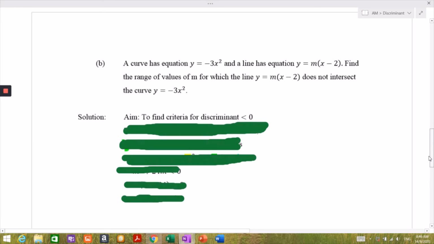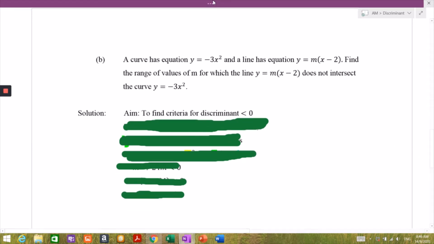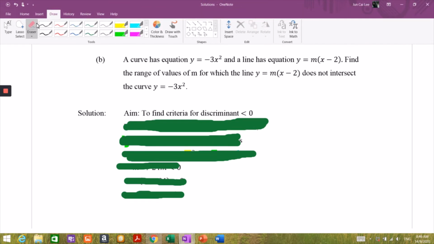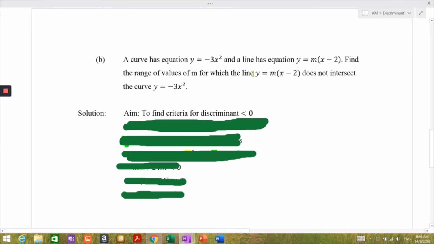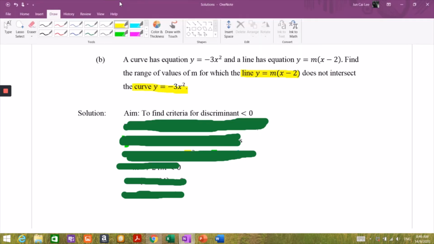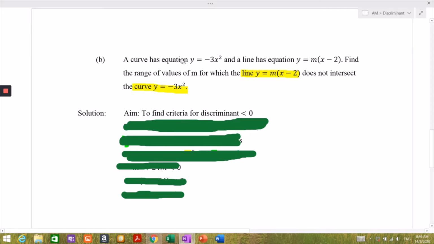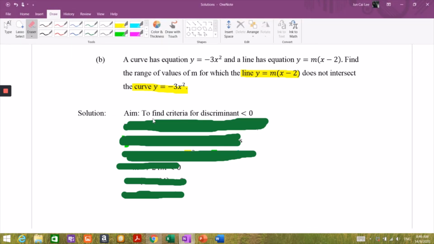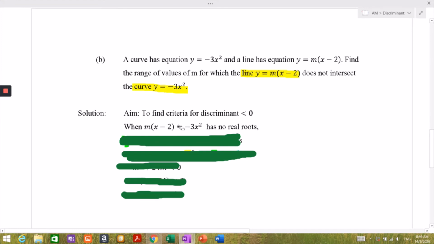Part B deals with a slightly different kind of setup. Now instead of one quadratic graph, you are given a curve and a line. What is of interest over here is to know when the line does not cut the curve at all. So the idea is this: you have a line and a curve. You first group the two together and equate them, and what happens over here is you want this equation to have no real roots.